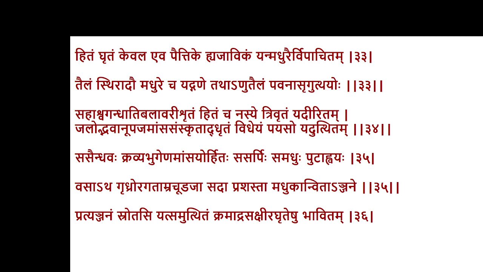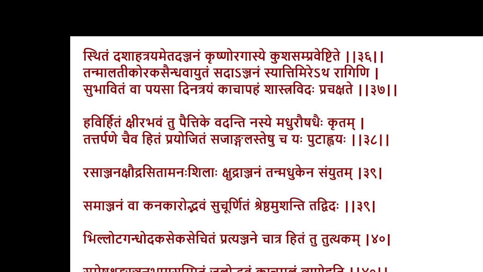Vasa ata grudha uraga tamra chudajaha tada prashastaha madhukanvitanjane. Another anjana where again eagle's flesh with the snake's flesh also is used, and cock's flesh, chicken, also is used. Pratyanjanam srodasi yatsamukchidam kramagrasa kshiraghadeshva vidam. Another Pratyanjana yoga is used. Stitam dashaha trayameta danjanam Krishna uragasye kusha sampravishthate tan malati koraka saindhavayitam tadanjanam syati mire atharagini subhavitam va paisarvinatrayam kachapaham shastra vidha pratyakshate.